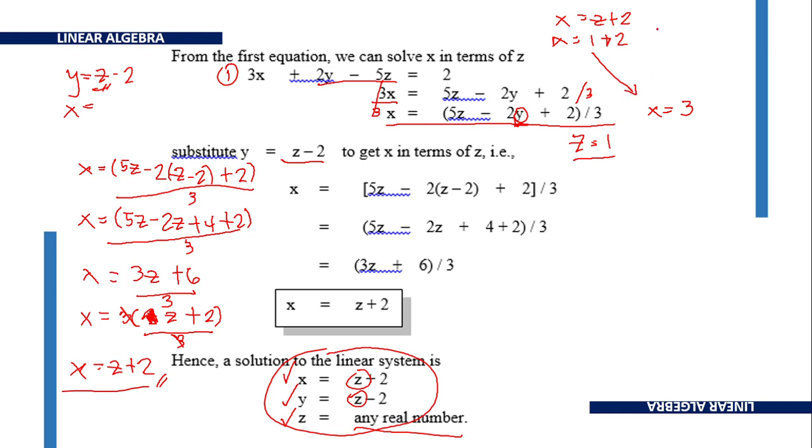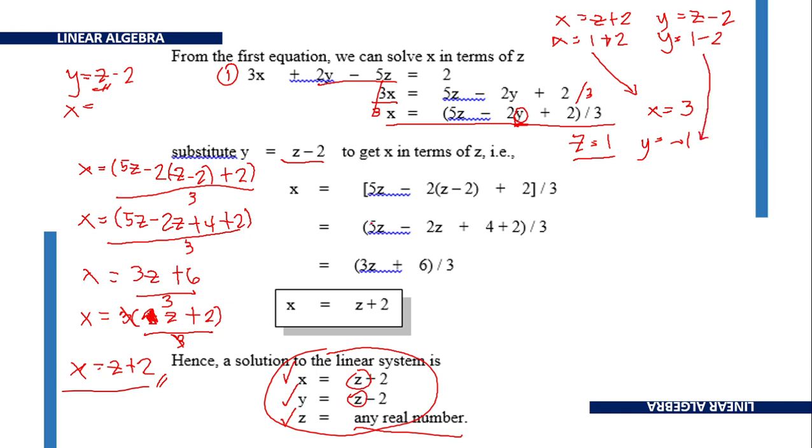Next. Paano ko makuha ang y? So, y is equal to z minus 2. Since ang z ko is 1, so we have y is equal to 1 minus 2. Then, ang y ko will be 1 minus 2, which is negative 1. So, this will be negative 1. Ayan.